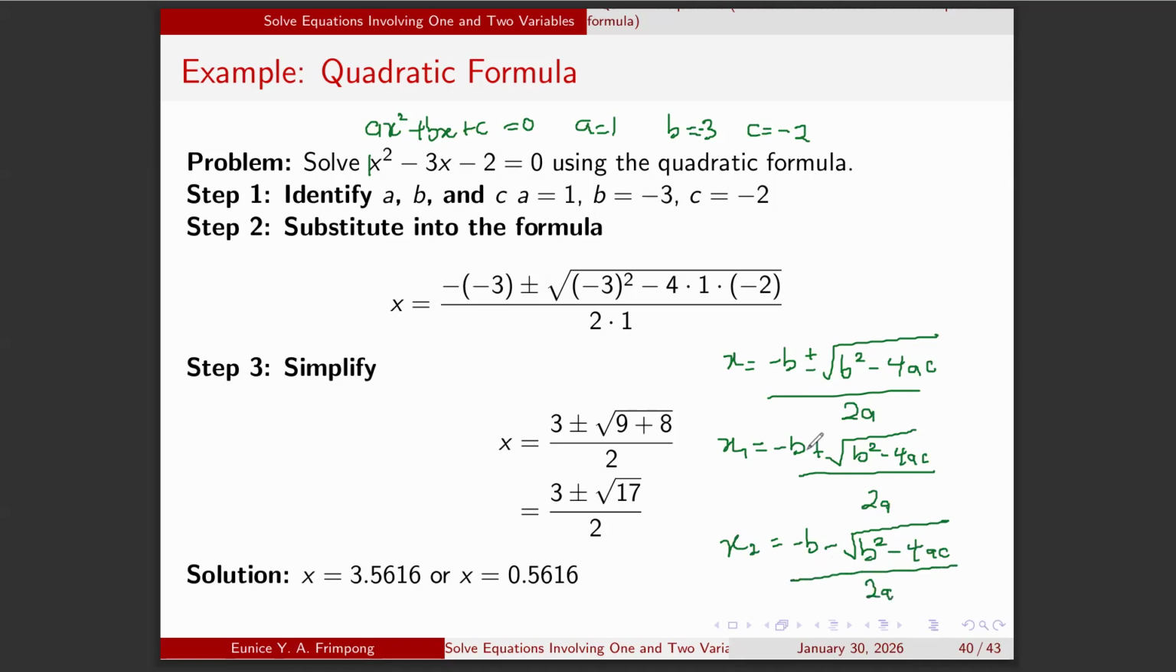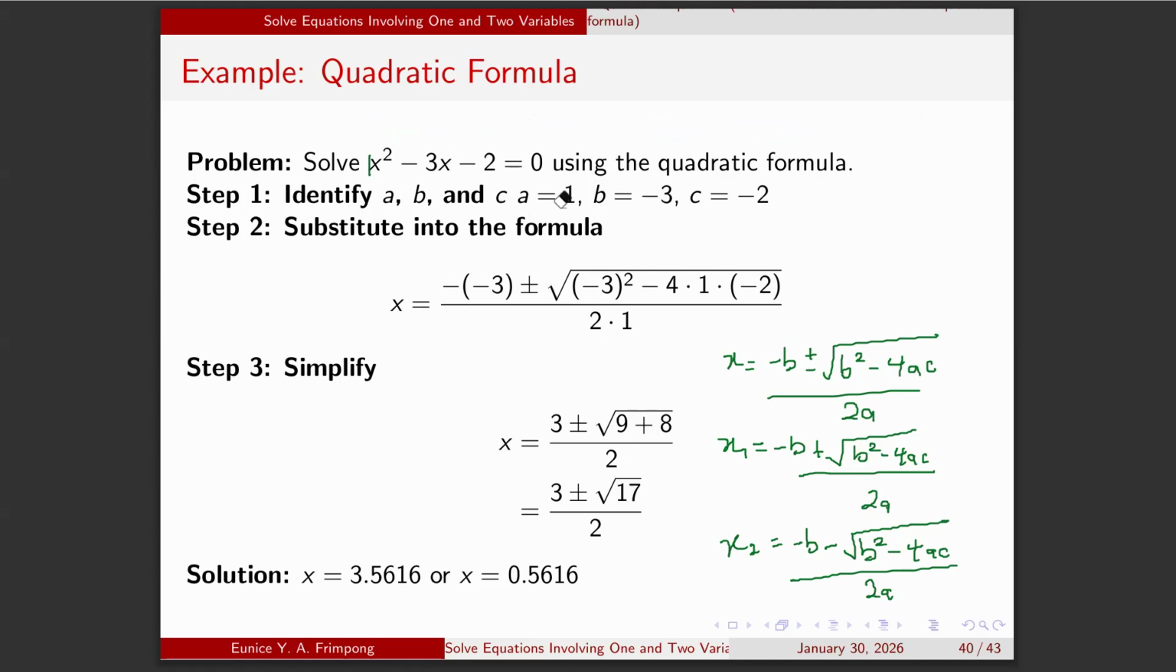So for the first, x1, I use plus. For x2, I use minus, because the question says plus or minus. So you fix in the values of A, B, and C into it, and then you simplify using your calculator. Please make sure that if it's minus 3 and you're putting it into B, you put it in well so that the negatives are not affected in a bad way. This is how you go about solving quadratic equations using the almighty formula, or the quadratic formula.